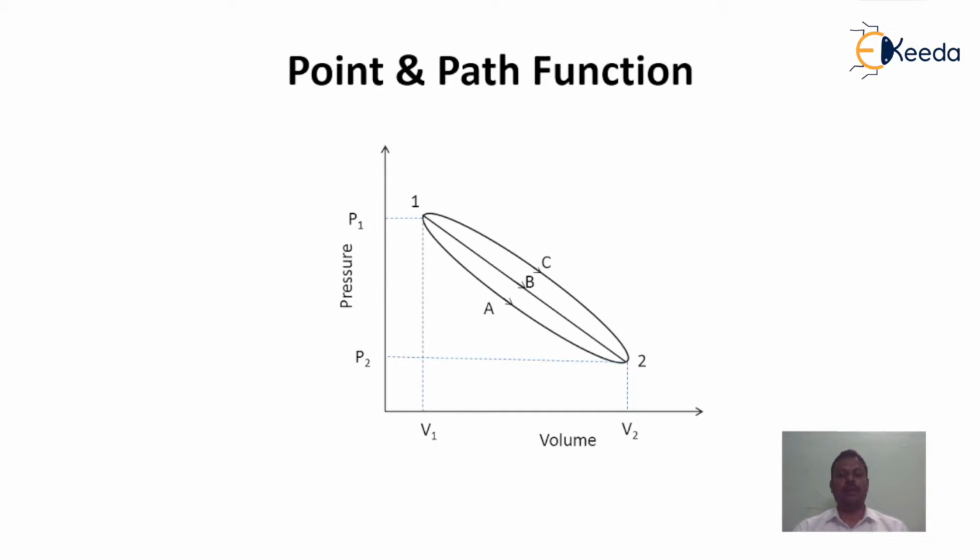A state can be taken from initial state point 1 to final state point 2 along many quasi-static paths such as A, B, and C. The area under each curve is different, and also the work involved in changing the state from state point 1 to state point 2 along different quasi-static paths is different. So here the work depends on the path that is followed by the system.